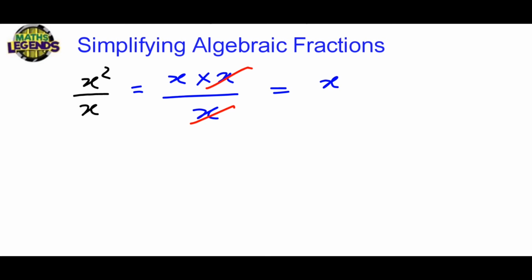Now, if I add a number here, say for example 9x squared over 2x, the numbers would essentially just stay where they are next to the x's, and we will end up with 9x over 2.